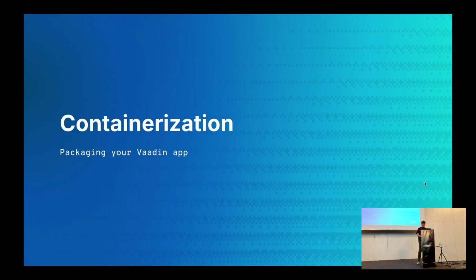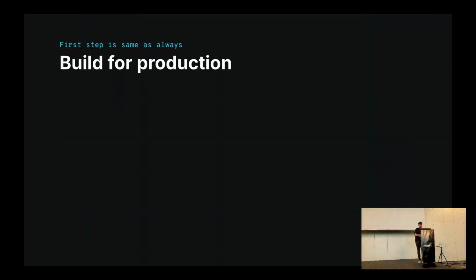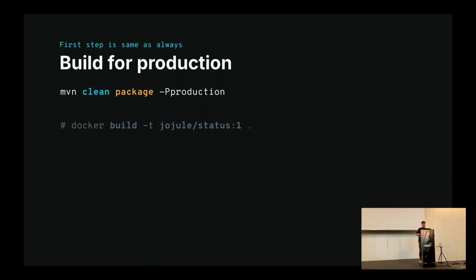So the first question arising from that is, how do I build this container that we deployed? That's kind of straightforward. You guys are building for production all the time, so you just run Maven package for production. And in order to then run this in any container environment, you have to build an image for it. So with Docker build, you can build it and you can give it a name and a version number.